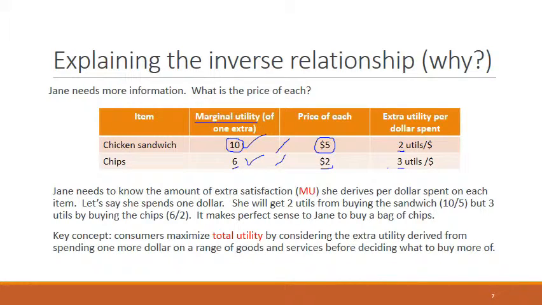Okay, let's look at the key concept for this particular slide. Consumers maximize total utility by considering the extra or marginal utility derived from spending $1 more on a range of different products and services. Based upon that kind of equation, people like Jane, us consumers, will make a decision about what to buy more of and what to buy less of. Let's move on to the next slide to get further clarification of that.